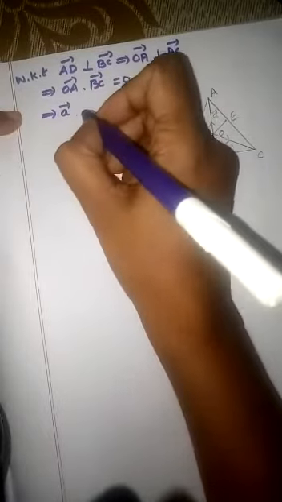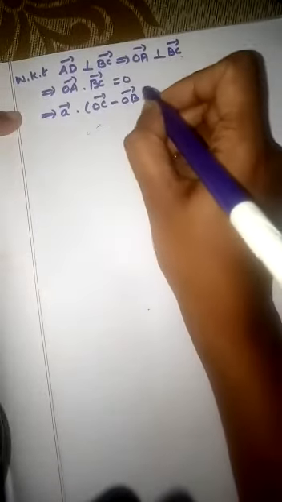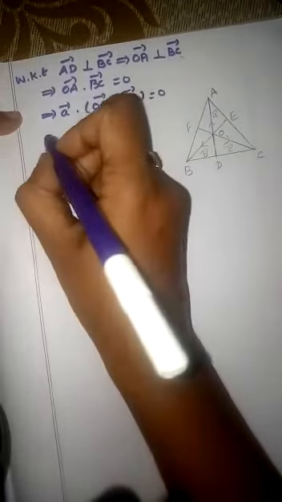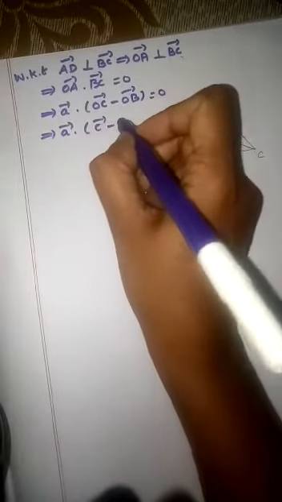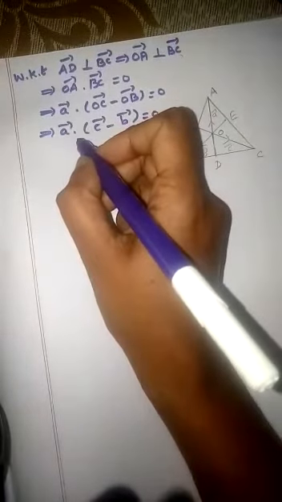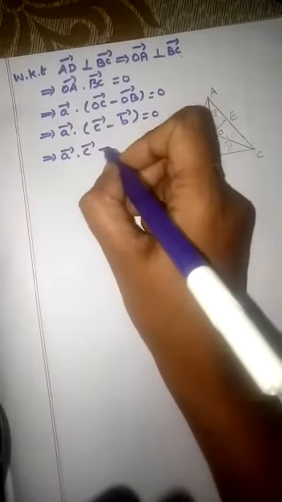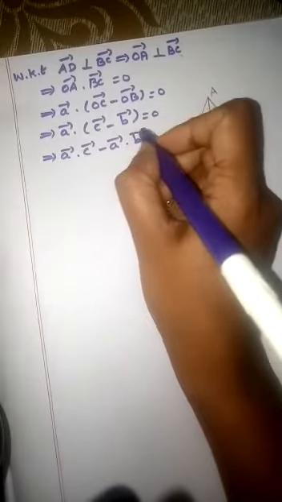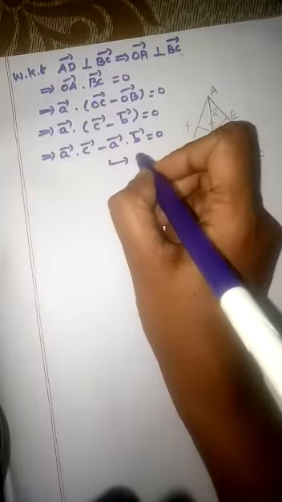Now the OA vector can be written as vector a, and the BC vector we can write as the position vector of C, OC vector, minus the position vector of B, OB vector, equal to 0. So a dot (c minus b) equals 0. Taking a inside, that is a dot c minus a dot b equals 0. Now you can mark it as equation 1.